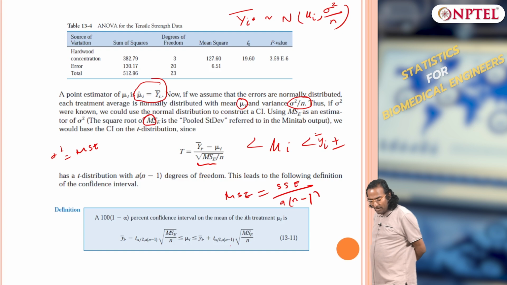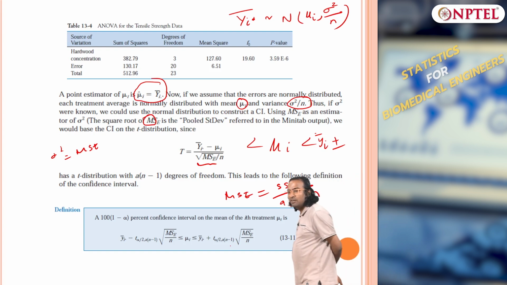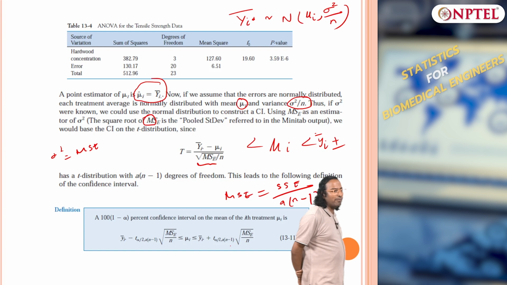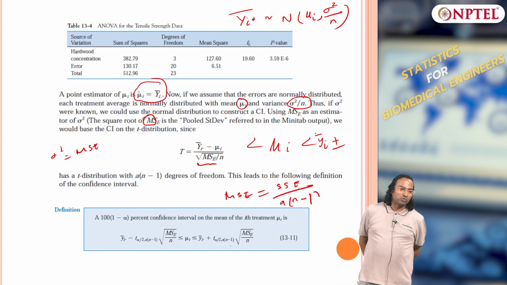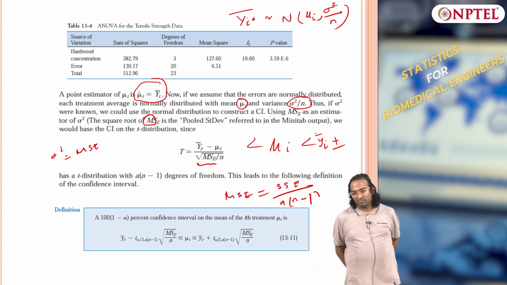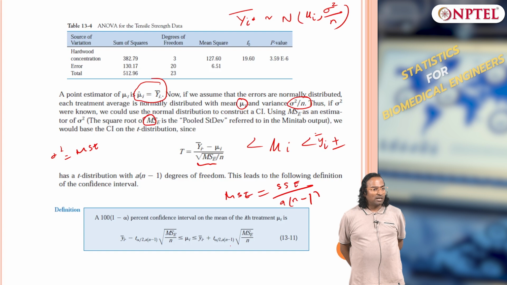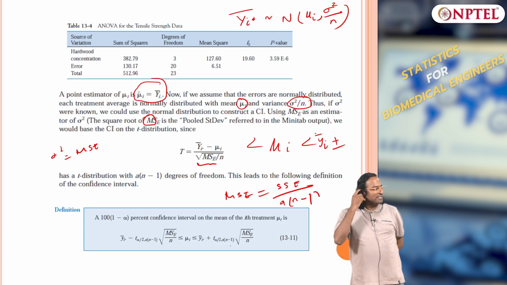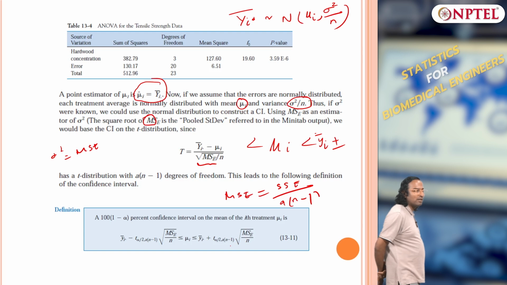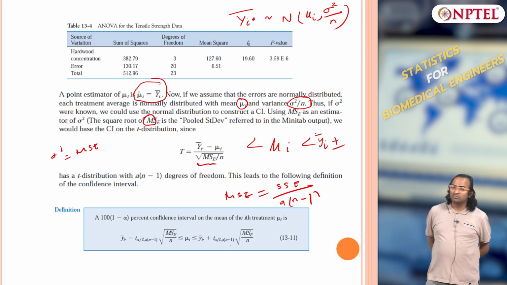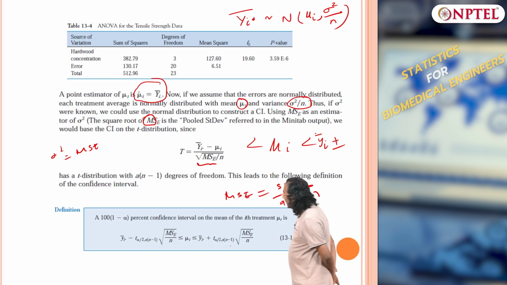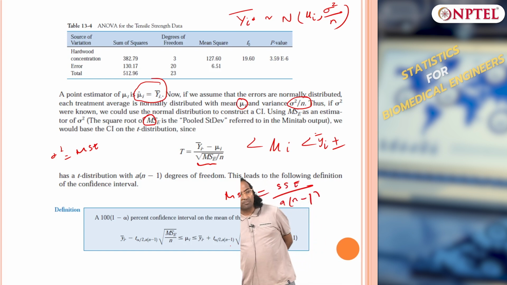So mu I is yi dot bar plus or minus t alpha by 2 into square root of MSE divided by n, that is all. And the degrees of freedom is a into n minus 1. If it is greater than 30, it automatically becomes z alpha by 2, that is all we have, right. So now we can give confidence intervals for mu I dot.